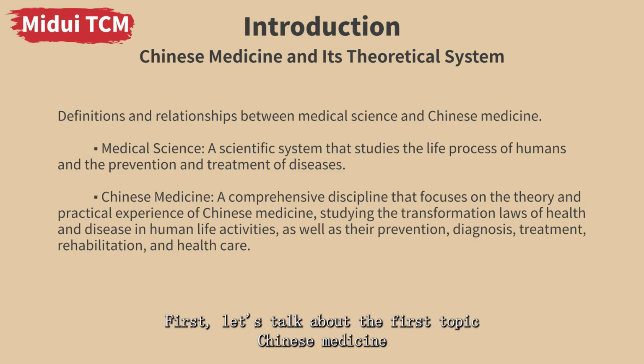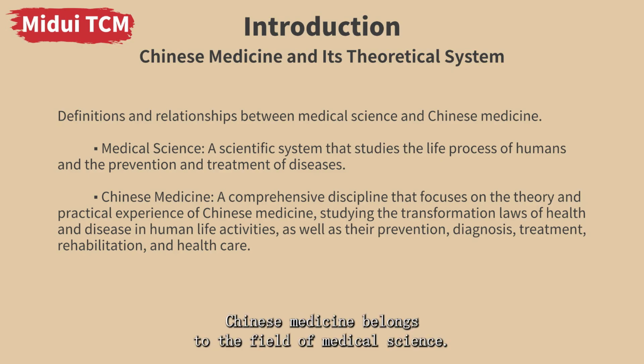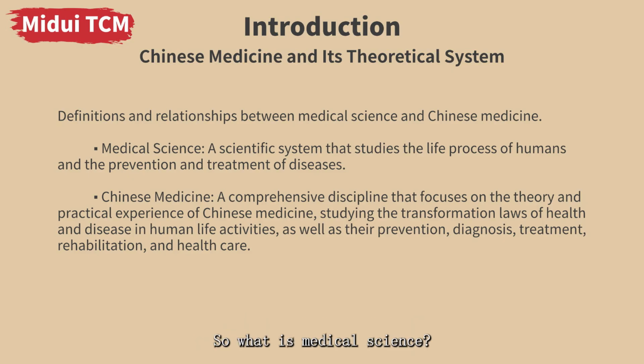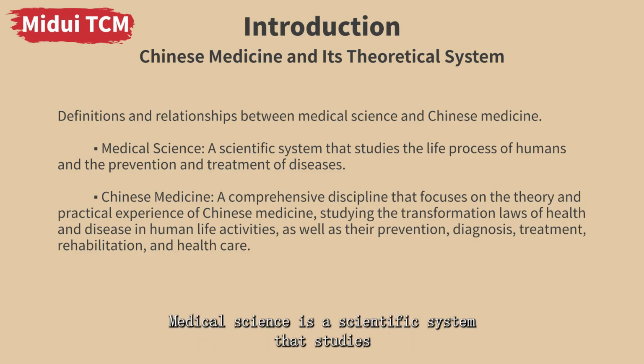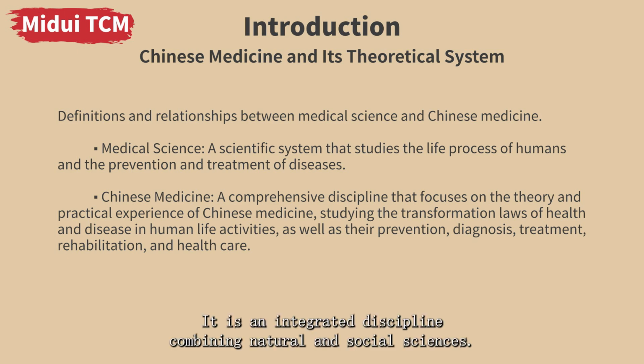First, let's talk about the first topic, Chinese medicine and its theoretical system. Topic 1. Medical science and Chinese medicine. Chinese medicine belongs to the field of medical science. So, what is medical science? Medical science is a scientific system that studies the human life process and the prevention and treatment of diseases. It is an integrated discipline combining natural and social sciences.